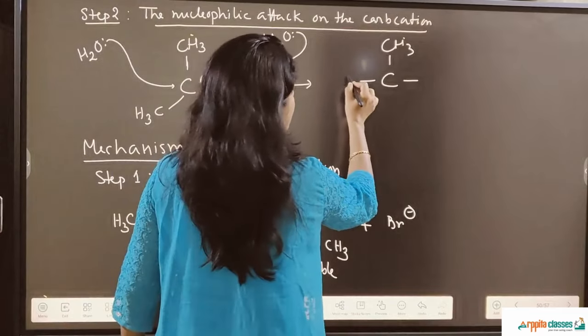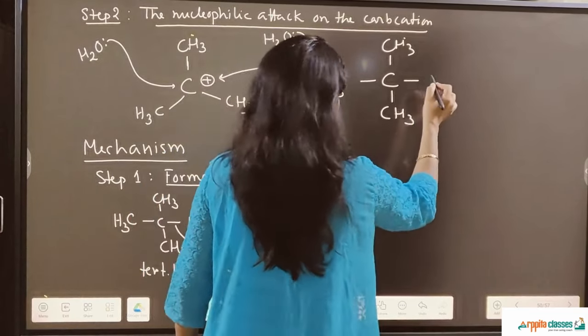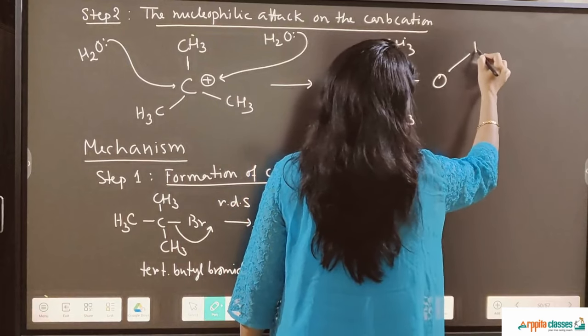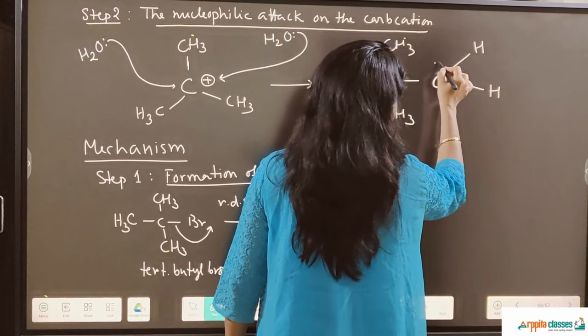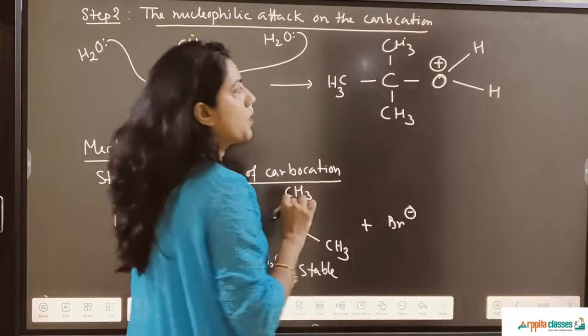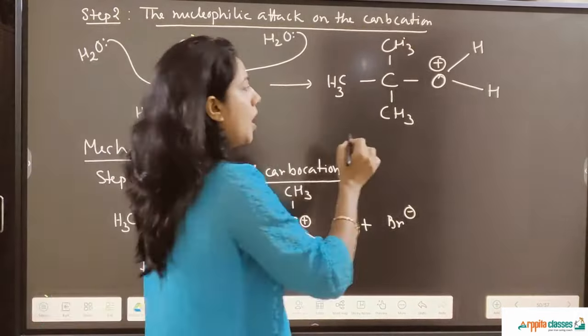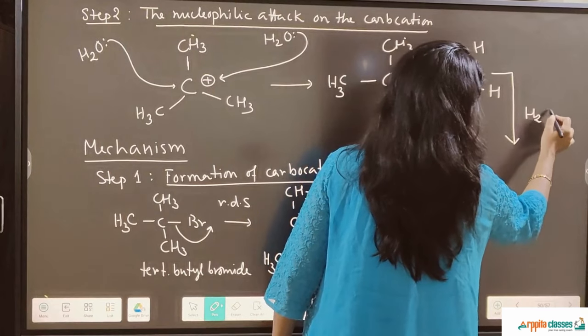Yes, so this side is CH3 and this is also CH3. The lone pair of oxygen attacked the carbon, so that is why this is your water molecule. Carbon and oxygen bond has been made, and oxygen will be getting a positive charge because it has given its lone pair to carbon. Now in the second step, again a water molecule will come into the picture.